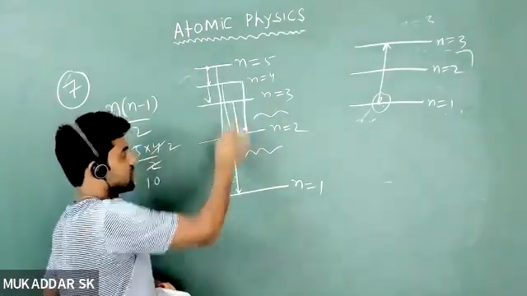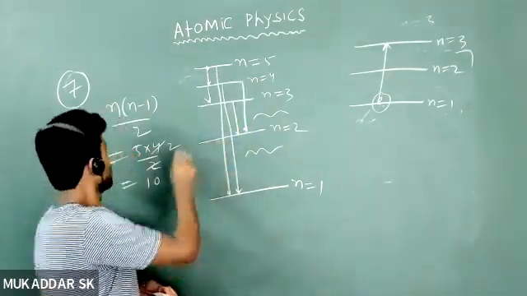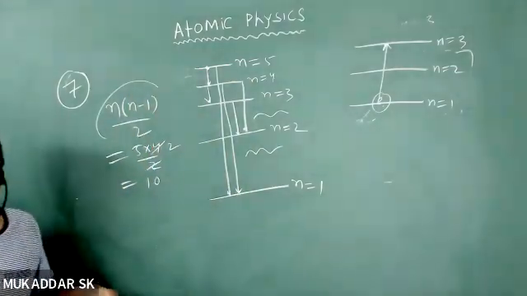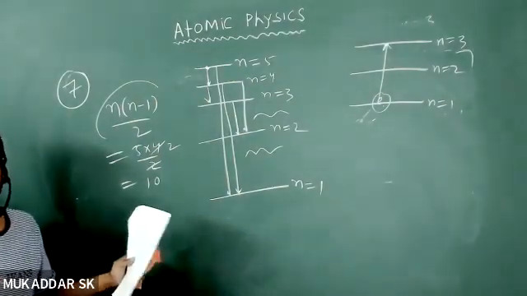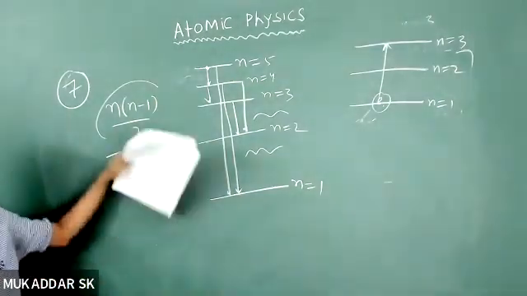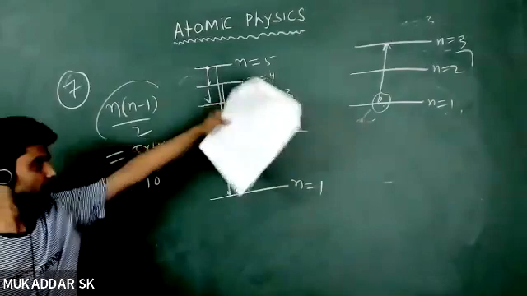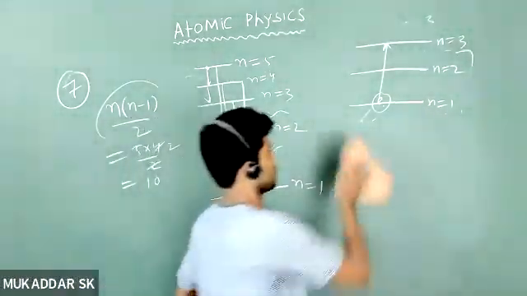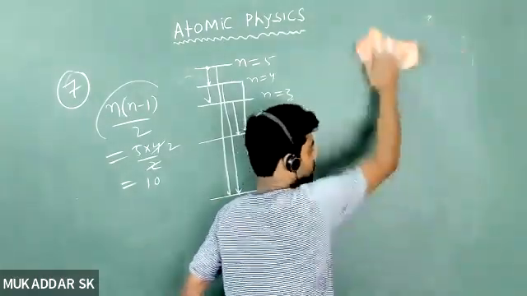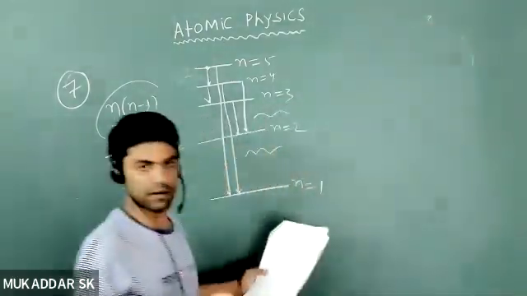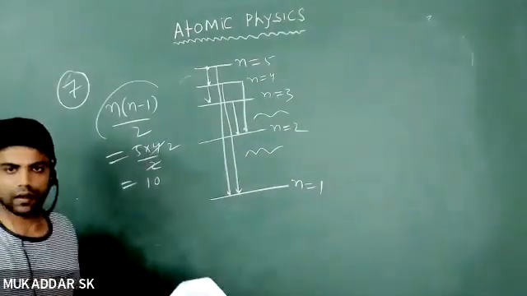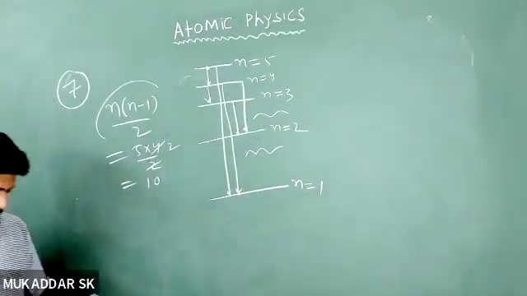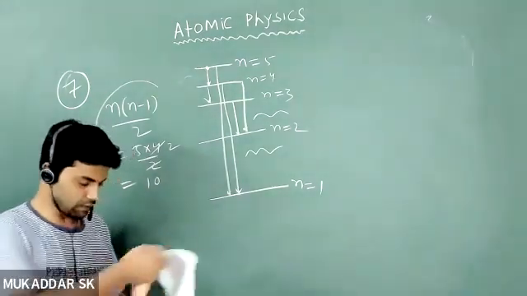There will be many transitions. I have not drawn all the transitions because we know that formula, and we will not waste time, because time is very important. We can draw them, but it will take time. There will be 10 transitions, and each transition will have a different wavelength or different energy, and that will provide a unique line in the emission spectrum. Is it clear what I'm saying?